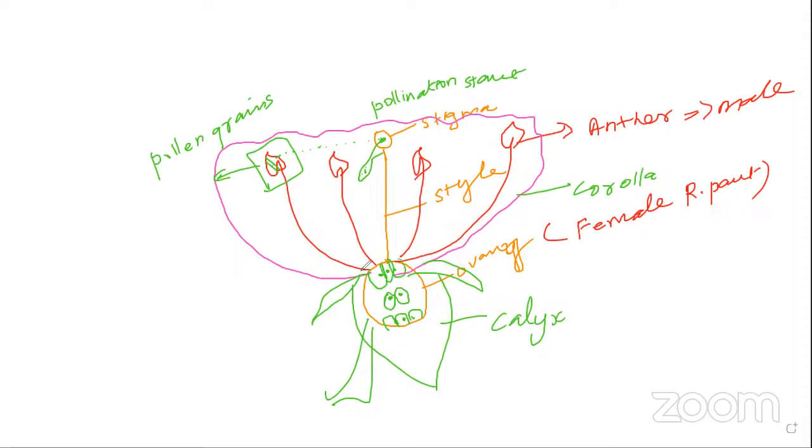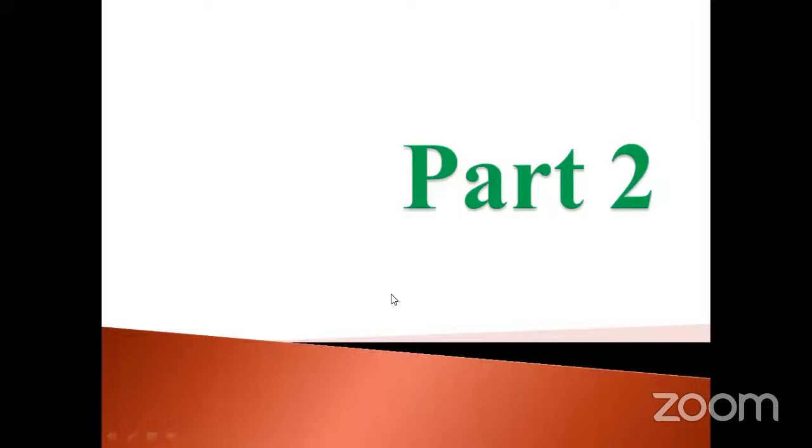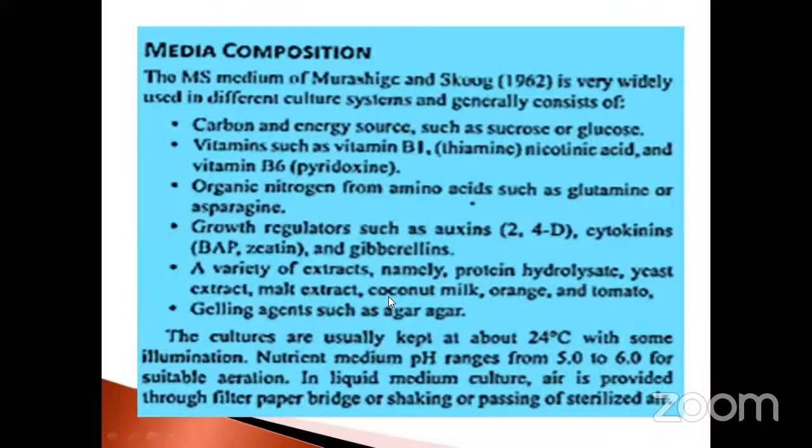Here, the anther is also cultured in the laboratory. The male part is also under laboratory culture, and we can produce haploids. We are going to discuss it in a deep manner. Haploids are produced in many plant species when their anthers are cultured on a suitable medium. This is very, very important, my dear students.